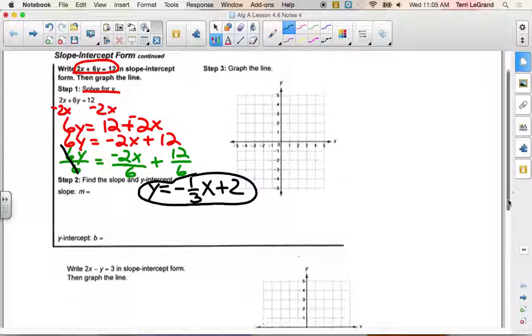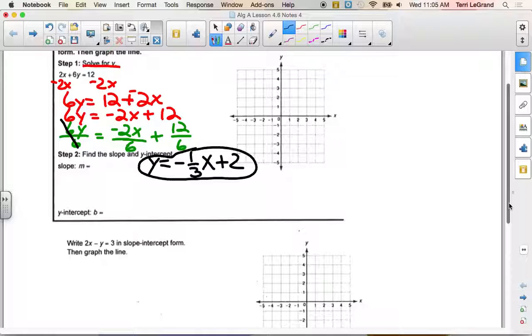Well, why did we go through all that work? Because we have to graph this. And if we were going to graph it, it sure would be nice if we knew where to start and what kind of slope we could use to help us get other points. So what is the slope of this line? Negative 1/3. Let's do our rise over run thing. Remember rise over run? Let's write that down.